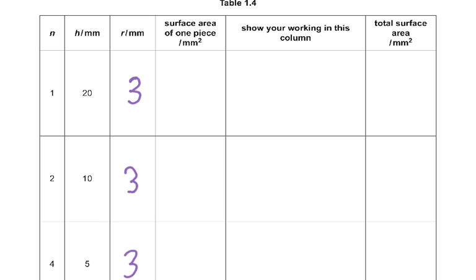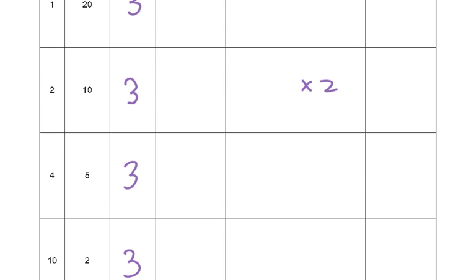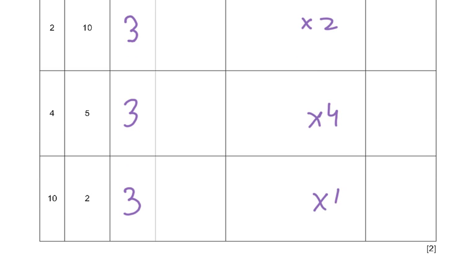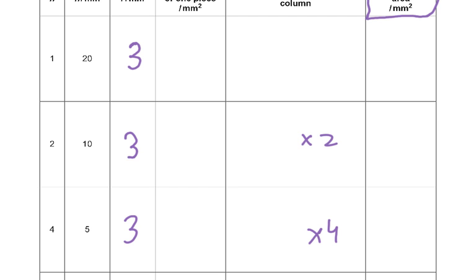Then you have to take the surface area of one piece. Then you show your working in this column, and then the total surface area. So in this one you would have to multiply by 2. In this one, you would have to multiply by 4. And in this one, you'd have to multiply by 10, because each piece was 2 millimeters, so there were 10 pieces. So you would do the calculations. I won't do the details of it, but I will just post the answers at the end of this video.